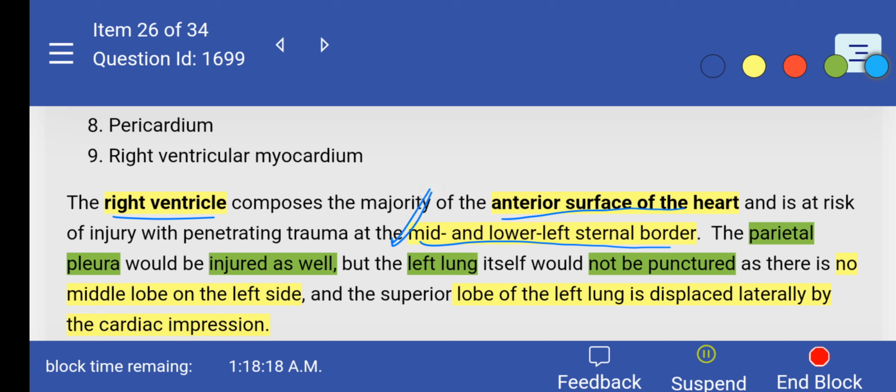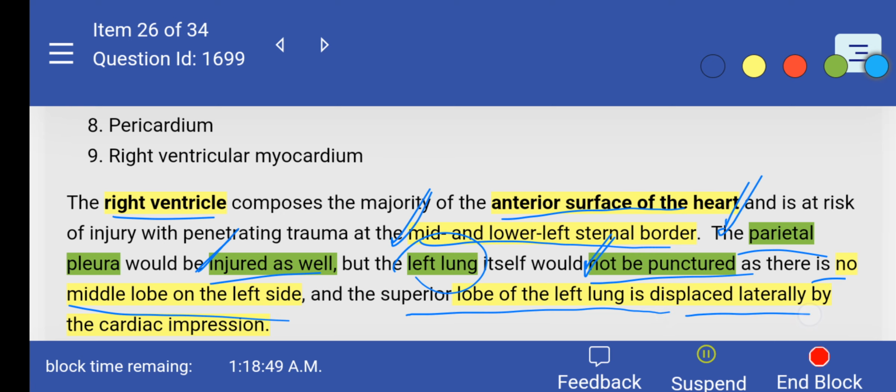This point is important. The parietal pleura is injured as well, but the left lung would not be punctured in case of the fourth intercostal space, right? The parietal pleura will be involved and injured, but the lung would not be punctured, as there is no middle lobe on the left side of the heart, as I talked about, and the superior lobe of the left lung is displaced laterally by the cardiac impression.